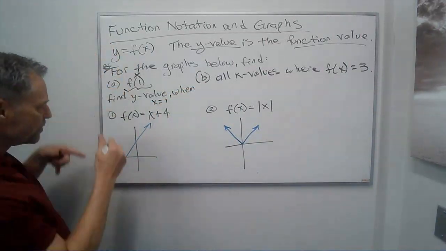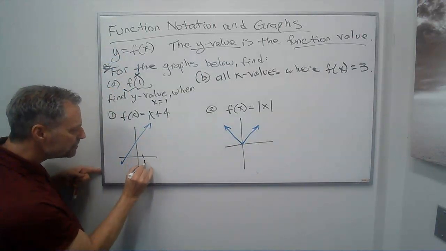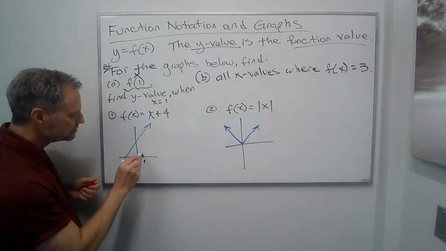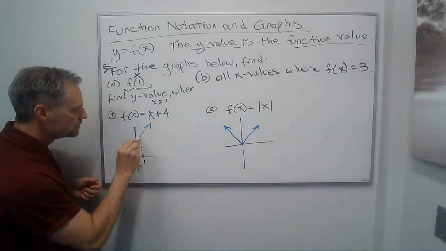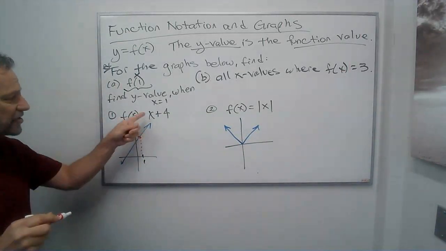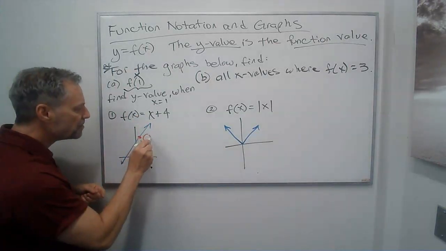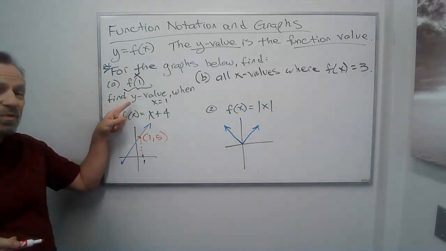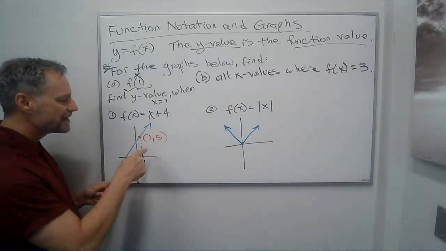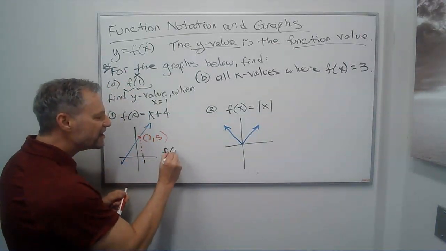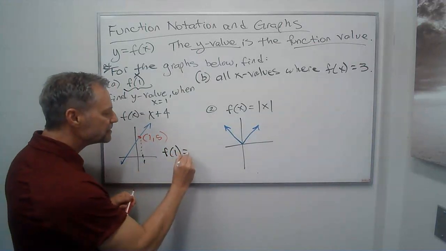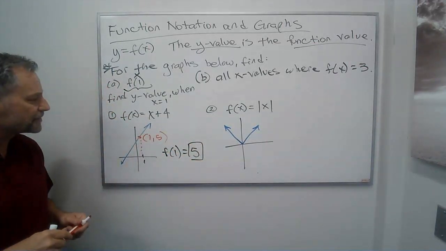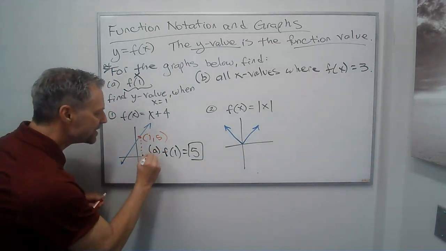So to do that, we go down and go to where x equals 1, and we go up to the function. We're going to get a point right there. Notice if I put in 1, that's going to be 1 comma 5. So when x equals 1, y equals 5. That means the function value of 1 is equal to 5. It's the output or the y value. All right, so that's the answer to A.